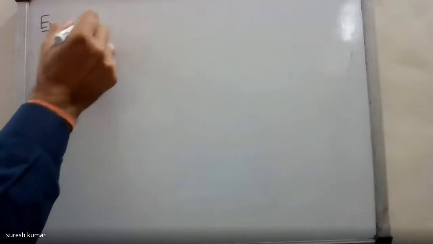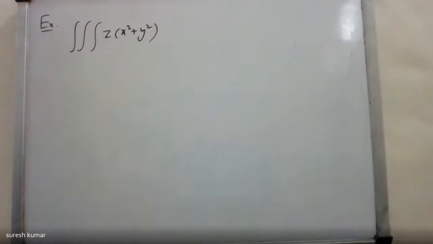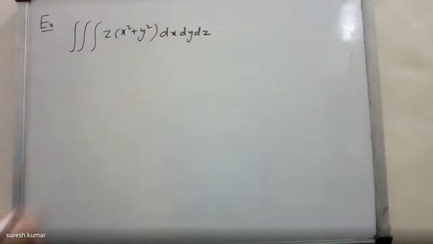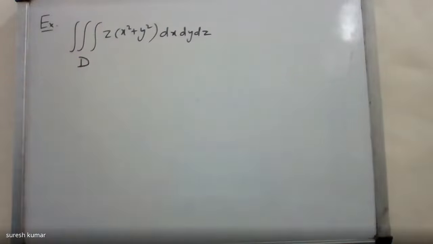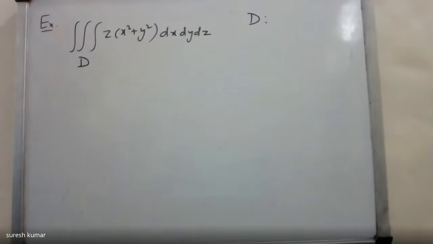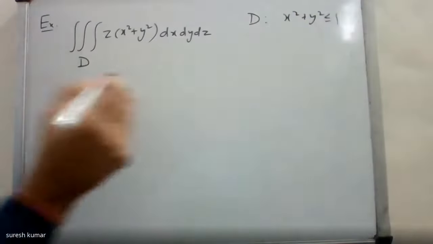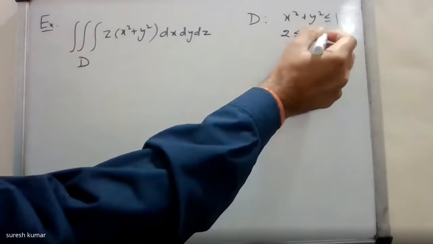See the next example now. Find triple integral of z into x squared plus y squared dx dy dz over the 3D region given by x squared plus y squared less than or equal to 1 and 2 less than z less than 3.